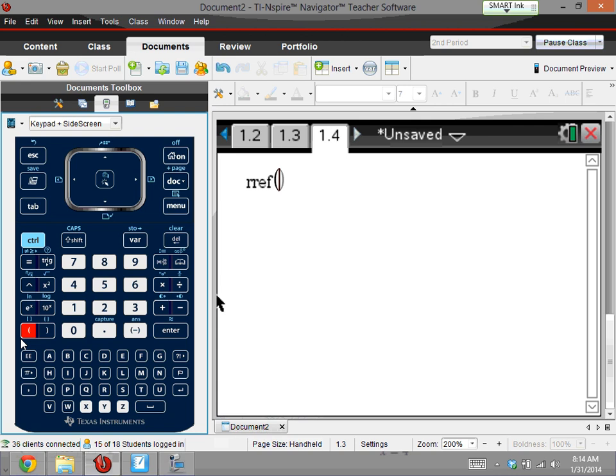RREF parentheses. There's only one way to remember that when you go on later tonight and tomorrow and Monday when you want to work on this. So if you write it down on your paper, RREF parentheses. What does that stand for? It doesn't really matter. Reduced row echelon form. But what it lets us do is it lets us use a matrix.